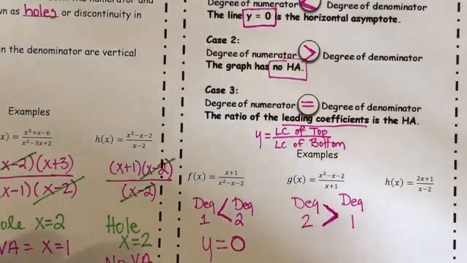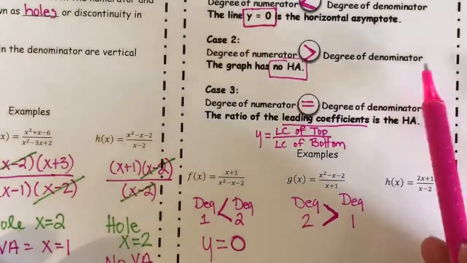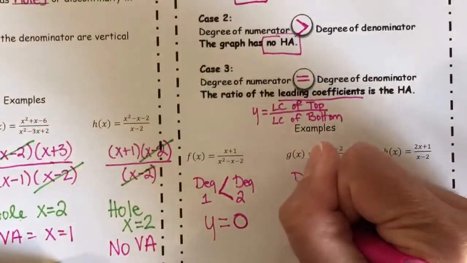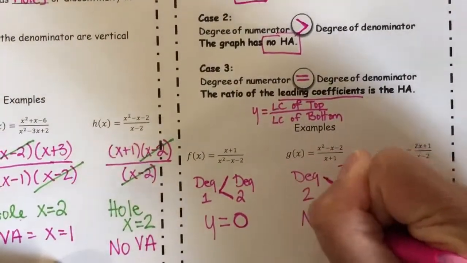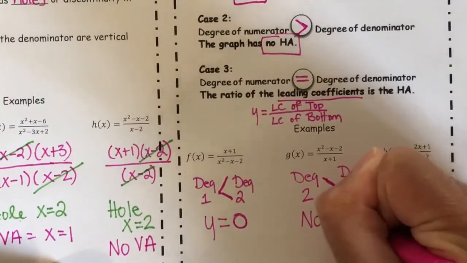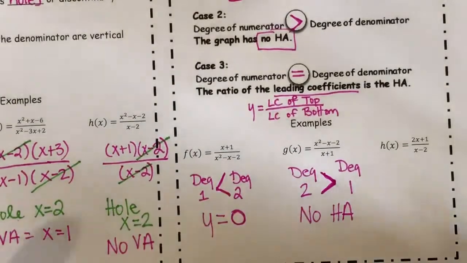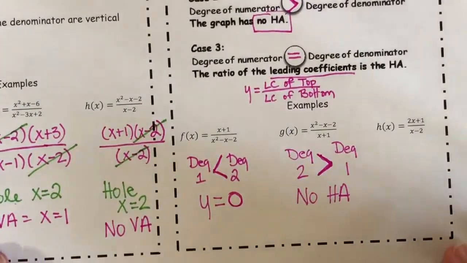When the degree of the top is greater than the degree of the bottom, then we're not going to have a horizontal asymptote. So there is no HA. We're going to be looking at these so that you can get an idea of what these functions look like. And then the last one.